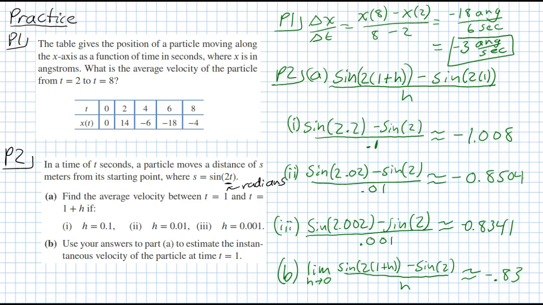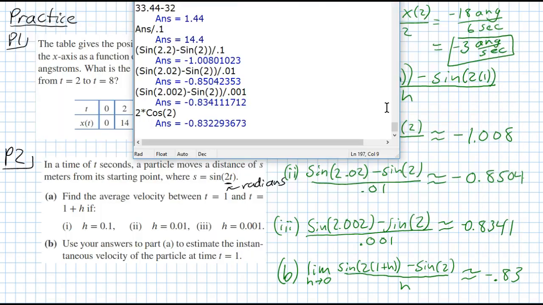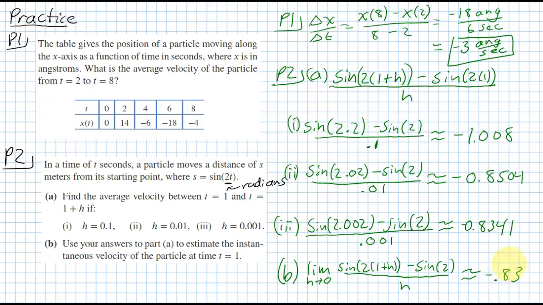And we're going to learn tricks for doing this with some shortcuts in chapter 3. It turns out the actual limit is exactly equal to 2 times cosine of 2, so it should actually be more like negative 0.83229, but you don't know how to do that or what cosine of 2 has to do with this function, so that's just a preview of chapter 3, but it looks like we got something like negative 0.83.